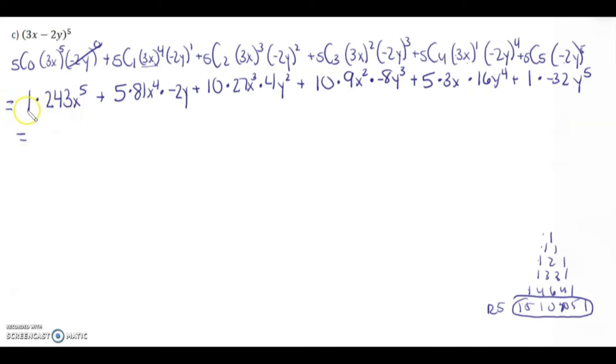Okay, so now let's simplify. 1 times 243 is 243. And we're left with x to the 5. So for this one, I'm going to multiply 5 times 81 times negative 2. And I get, oh, I don't even get positive. That's right, I get negative because it's going to be alternating. So negative 810 x to the 4y.